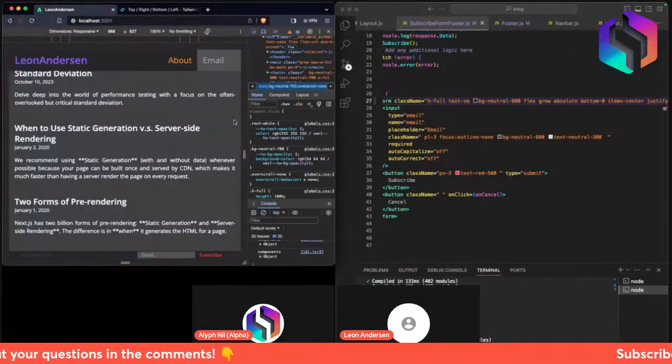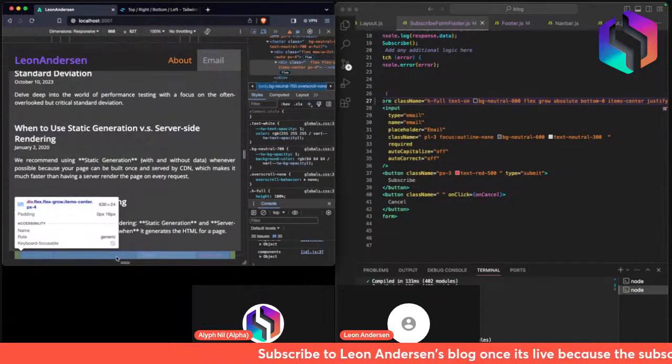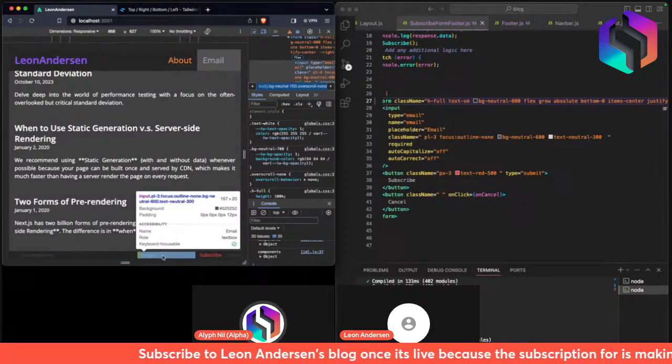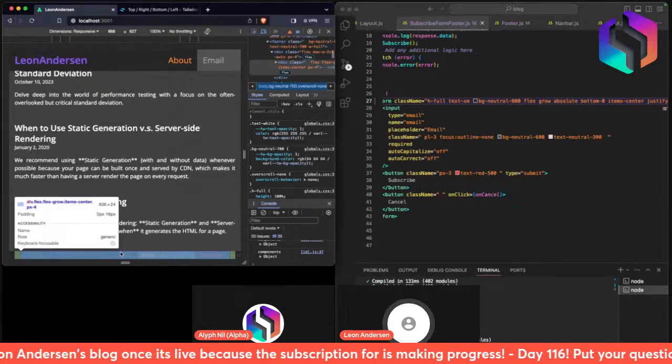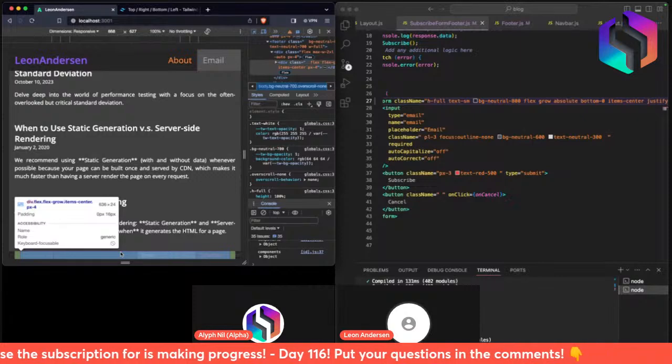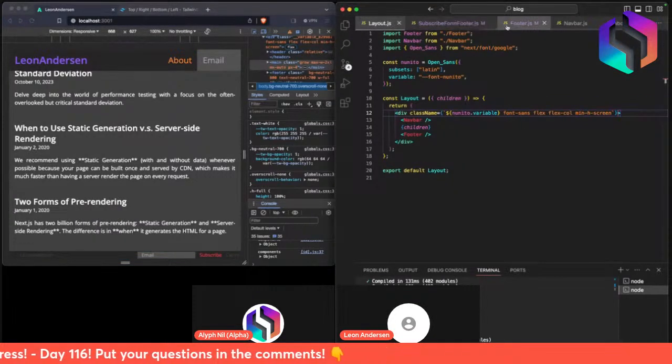So the input has a height of 20. What is the height of the footer? 24. Okay, so it's missing some, but we know what the problem is. Well, why doesn't it fill up on its own? Flex, the footer is the parent.